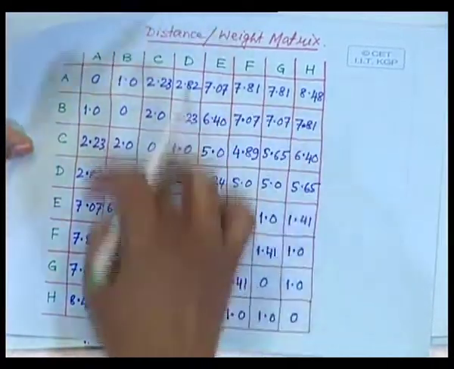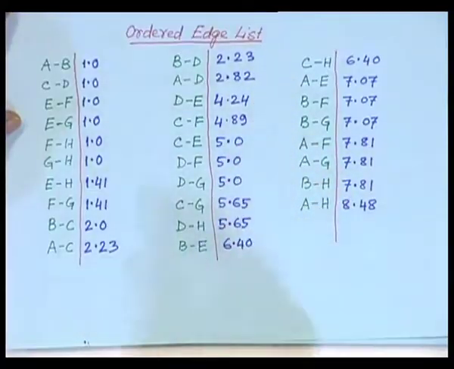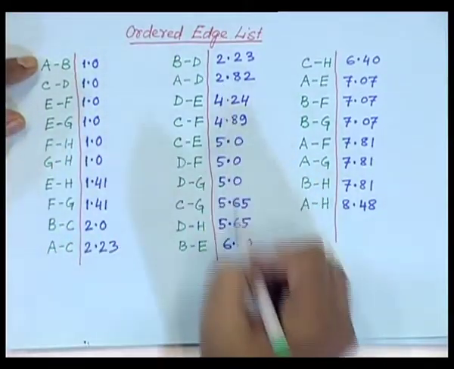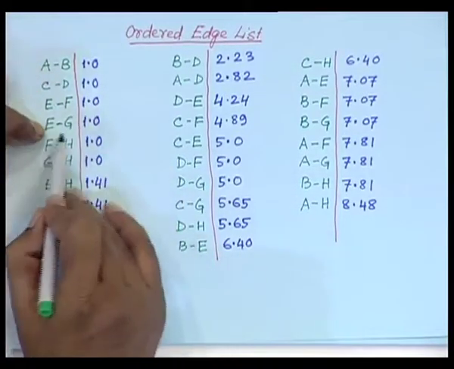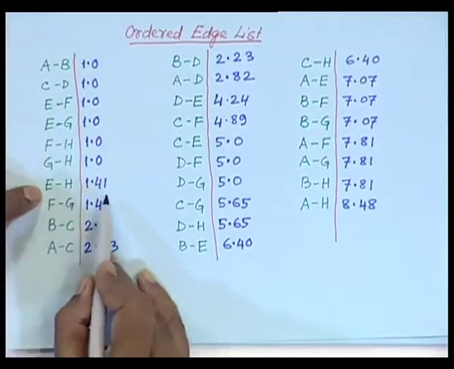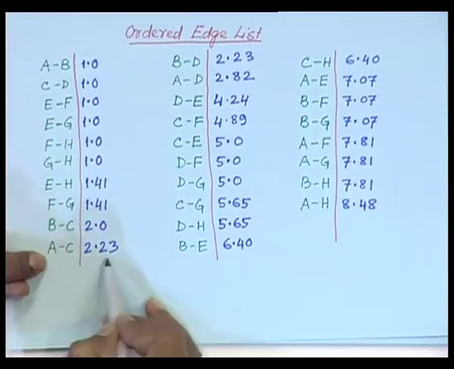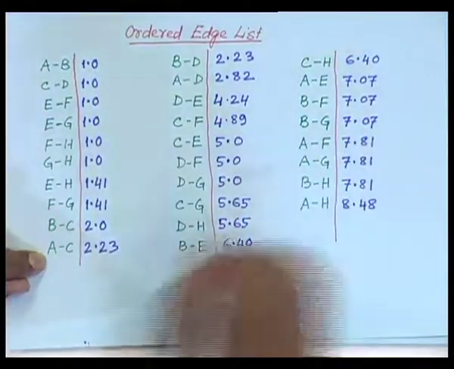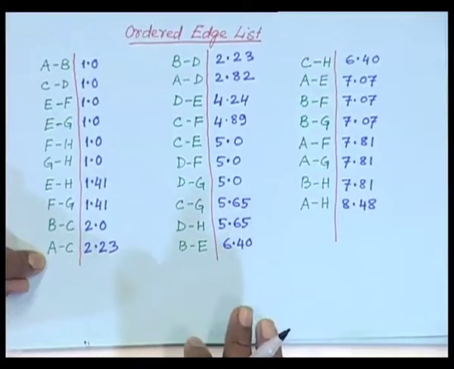Similarly, I can find out an edge list, and based on the weights I can put the edges in ascending order of the corresponding weight values. So, I get the edge list like this: AB is 1.0, CD is 1.0, EF is 1.0, like this, EH is 1.41, FG is 1.41, BC is 2.0, AC is 2.23, and so on. So, once I have this ordered edge list, using these edges I have to form the spanning tree.